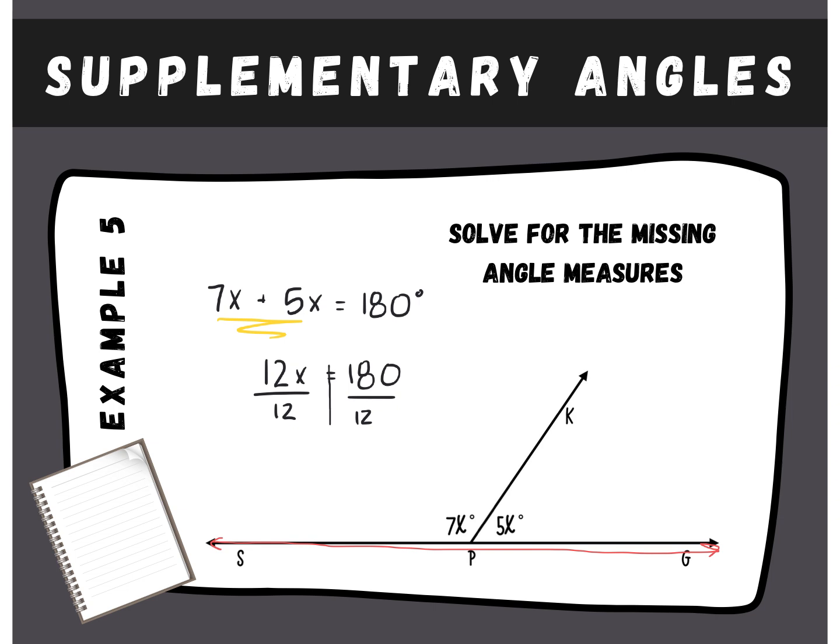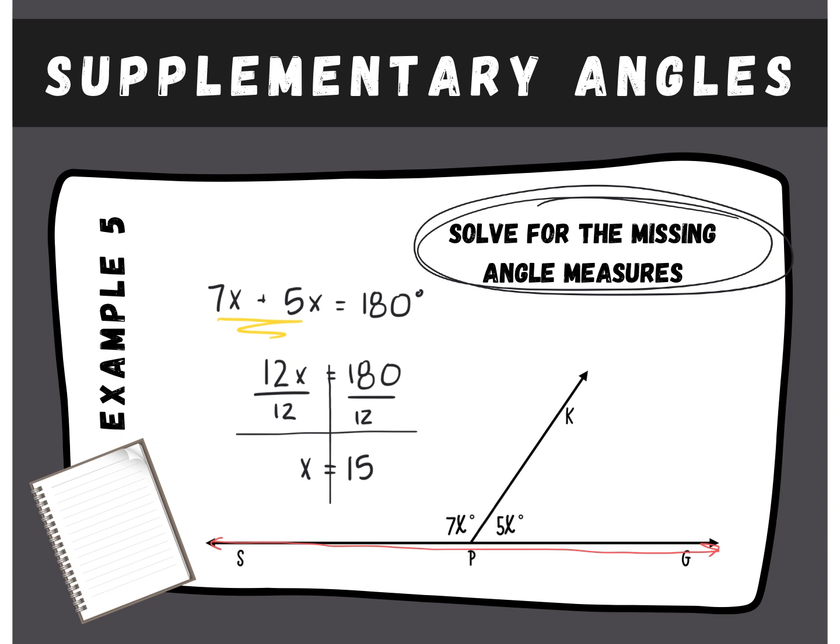If it helps you to balance the equation and see the left side and the right side, feel free to draw that line down the equal sign. Now 12 divided by 12 on the left-hand side leaves me with x, or 1x. And 180 divided by 12 gives me 15. So I've found the value of x, but if I look back at the problem, what I'm really looking for is the value of the missing angle measures. So I'll need to take that x and use it.